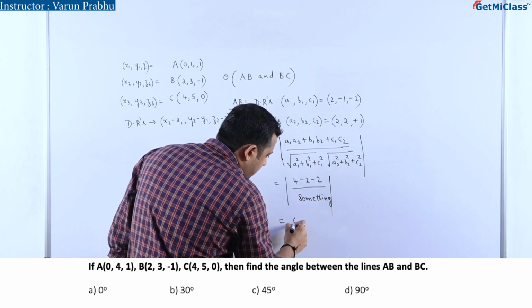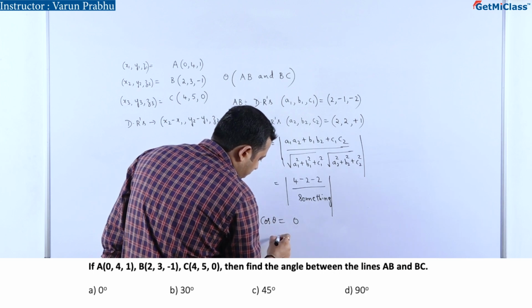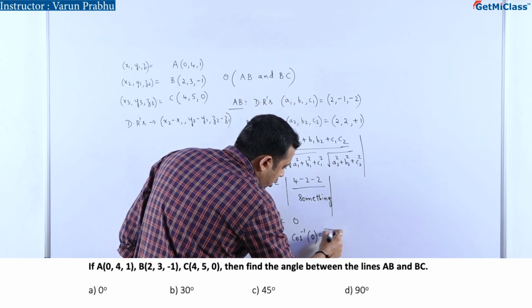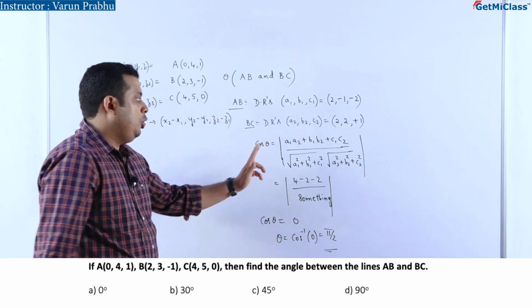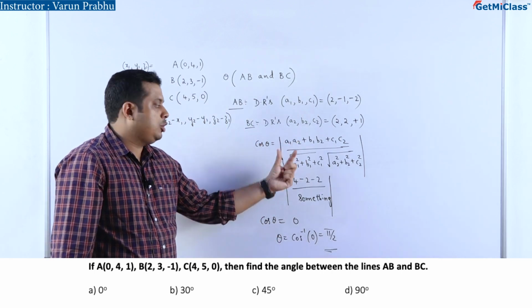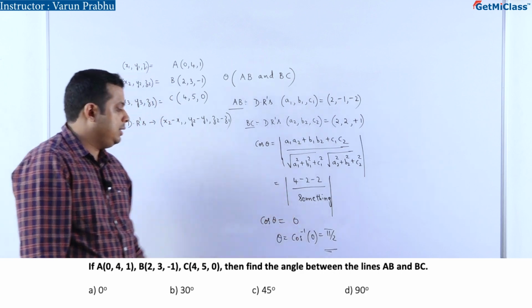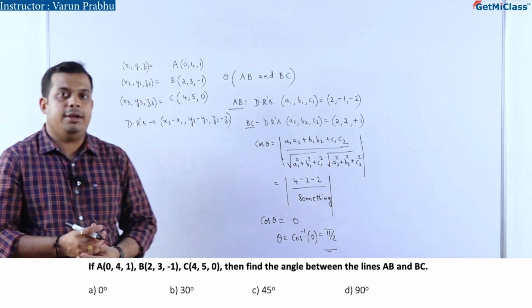You can clearly see here the cos theta value is equal to 0, right? So the value of theta is equal to cos inverse 0. That is equal to how many degrees? 90 degrees, correct? You concentrate only on the numerator and cross check. Only if the numerator is not 0, then you go to the denominator. So what is the answer that we get? The angle between the two lines is 90 degrees.